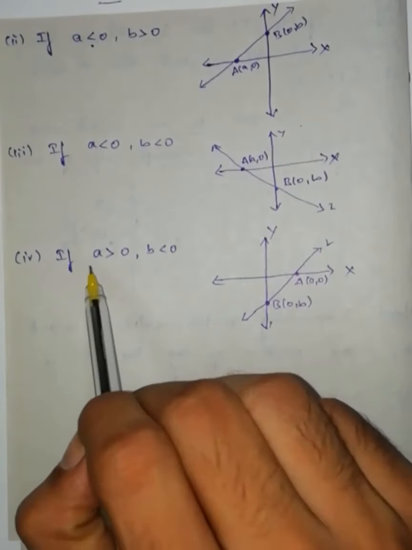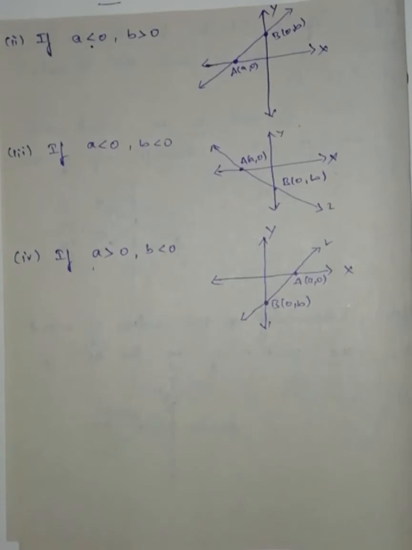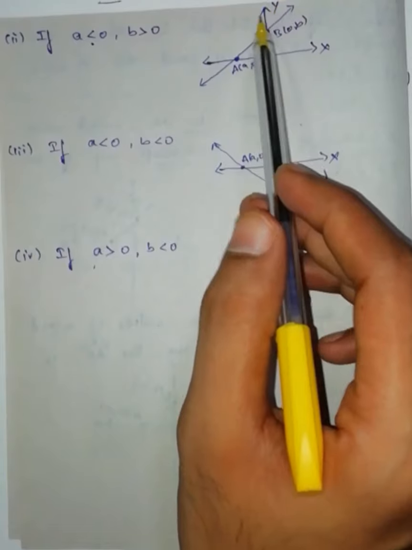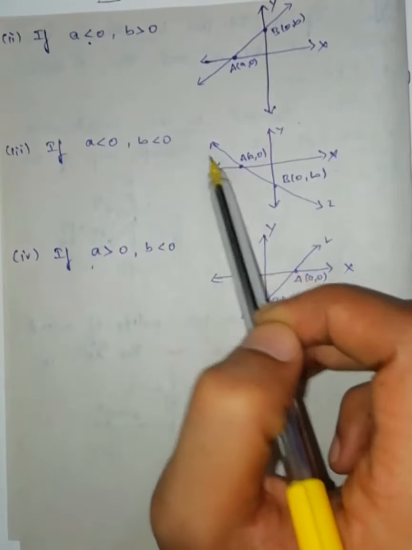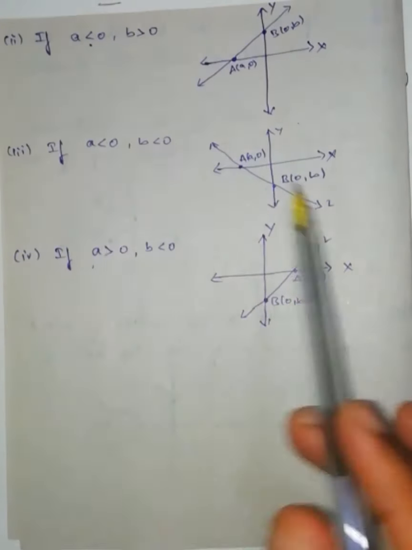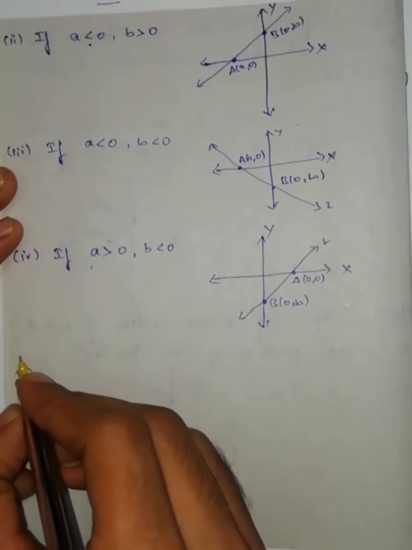Therefore, the values of the x-intercept and y-intercept, whether they are positive or negative, tell us the position of a line. If both are positive, I can say that the line is in the first quadrant. If A is negative, B is positive, second quadrant. If both are negative, third or fourth. Depending on the values of the x and y intercepts, I can say the position of a line.